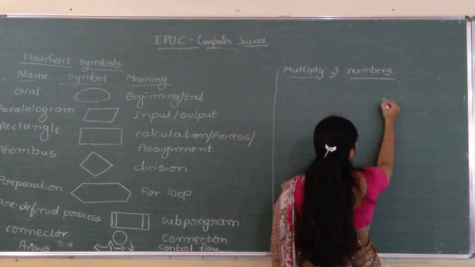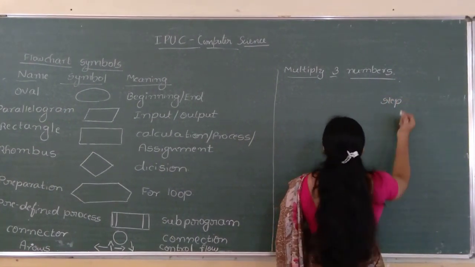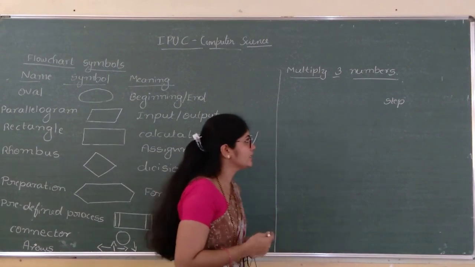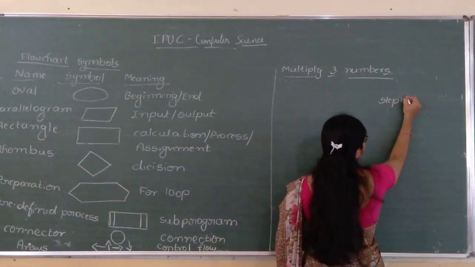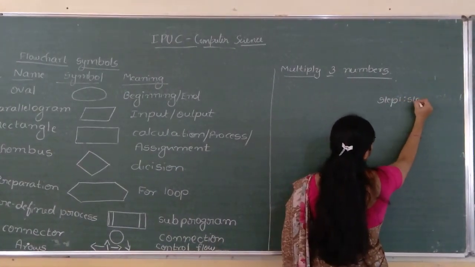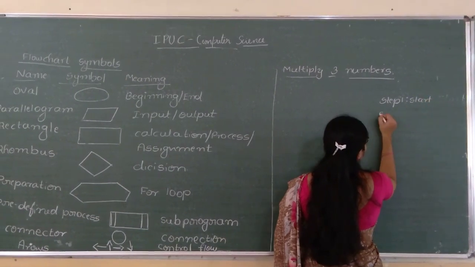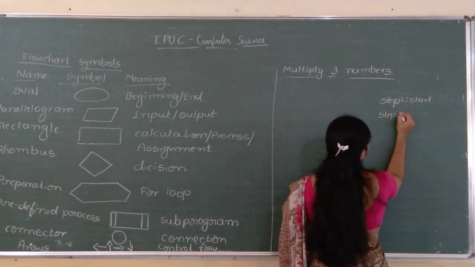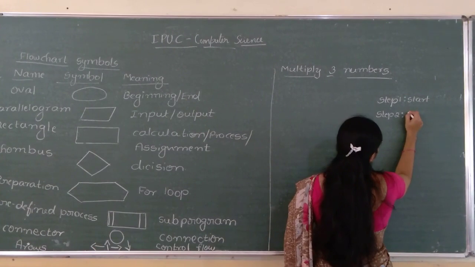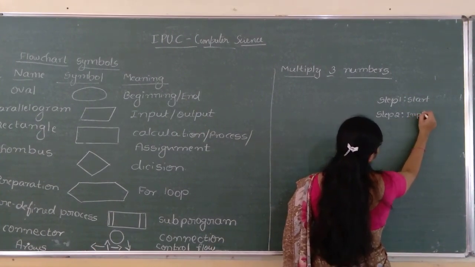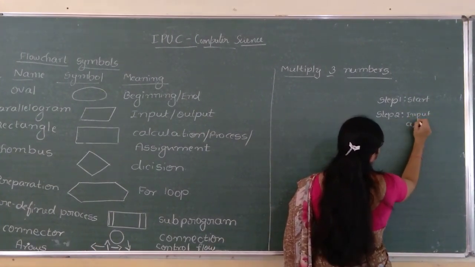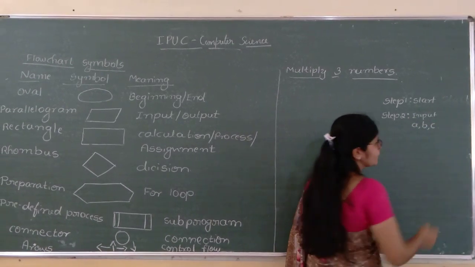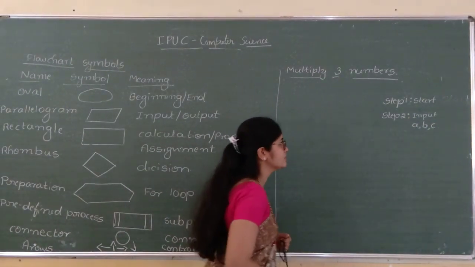What are the steps to multiply three numbers? Step 1, start. Step 2, input A, B, C, because we are going to multiply three numbers.